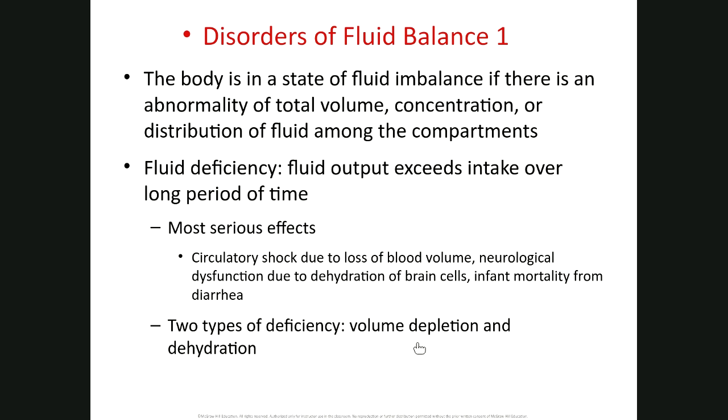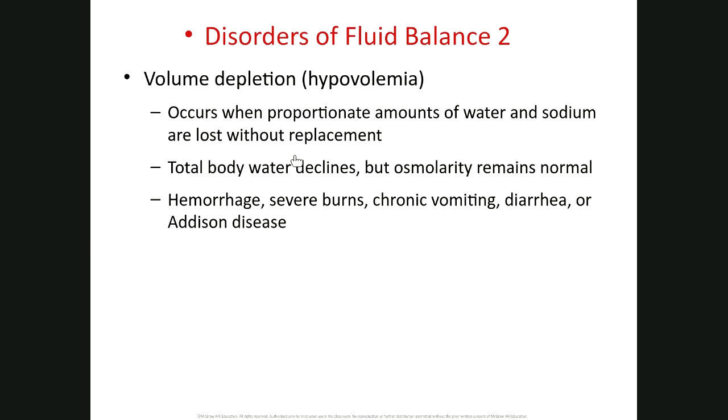Deficiency happens as a volume deficiency or depletion, or dehydration. In depletion, equal amounts of water and sodium are lost. So the total body water declines, but the osmolarity or the concentration is the same. So especially, for example, in bleeding, where you lose the same amount of fluid and formed elements. I mean, when I say fluid, meaning plasma. If it's equal in the loss, this is volume depletion.